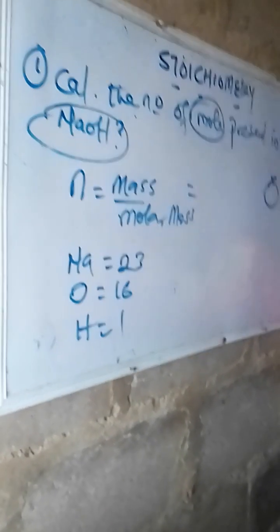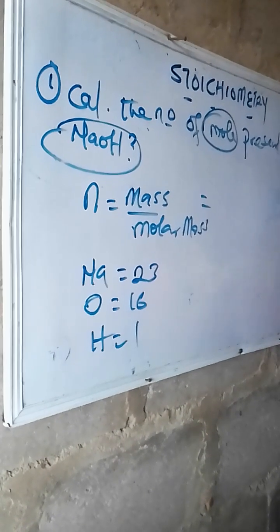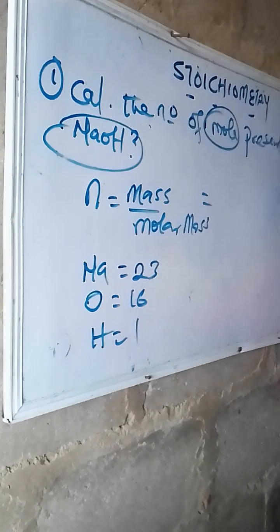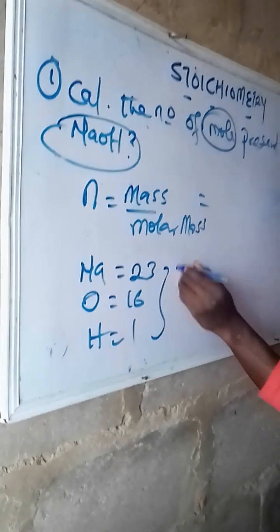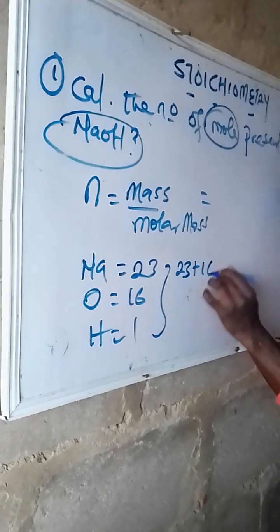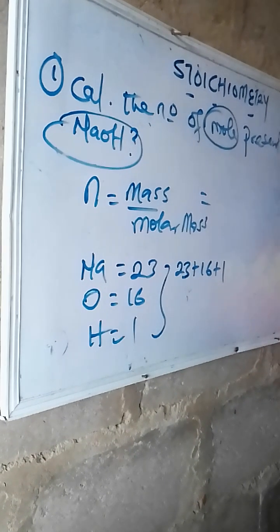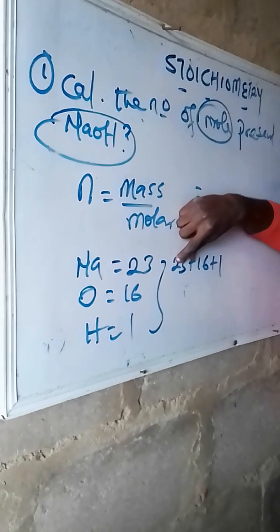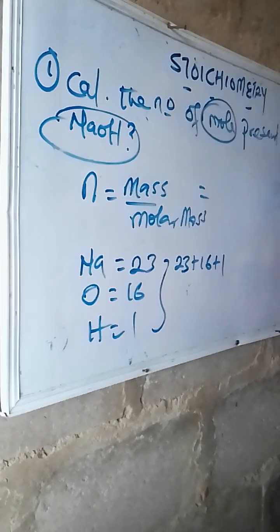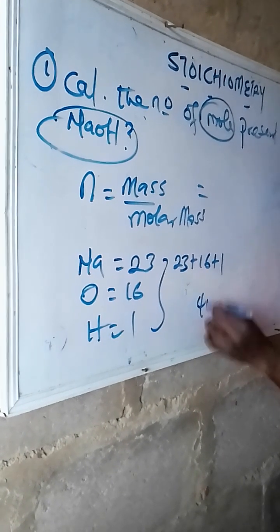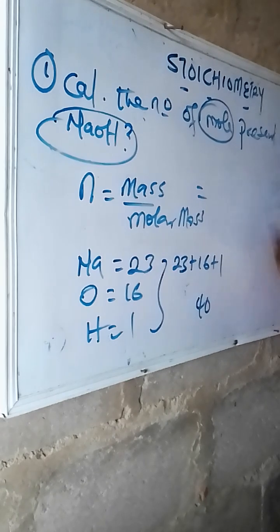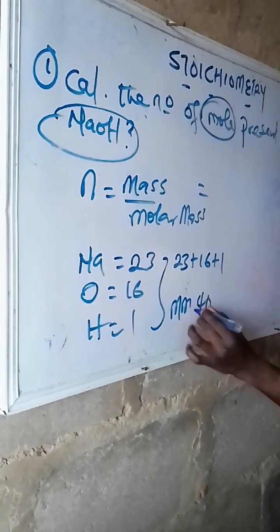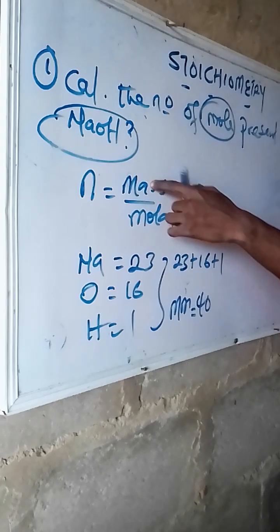Are we together? So now you add them together in order to get the molar mass. 23 plus 16 plus 1. 16 plus 1 is 17. 17 plus 23 will give us 40. Right? Now let's match it. Since our molar mass equals 40, let's substitute it.